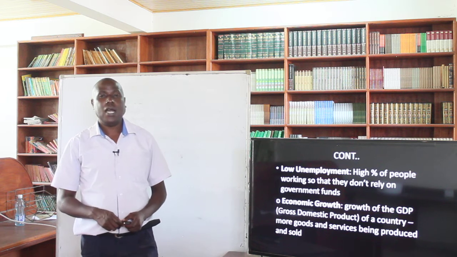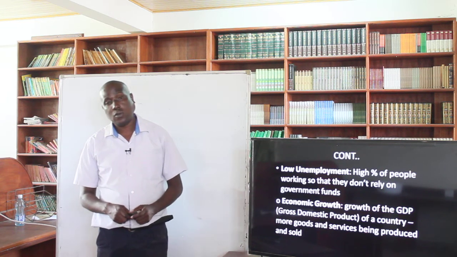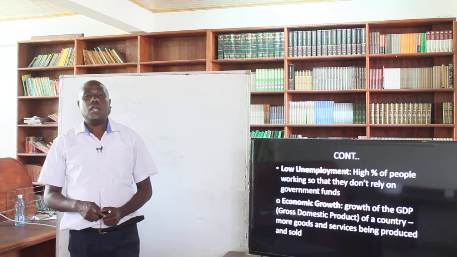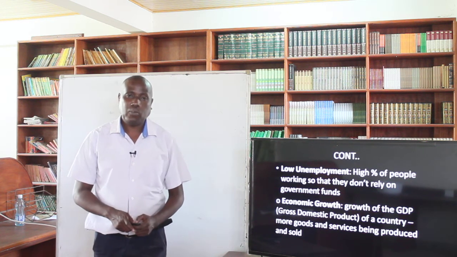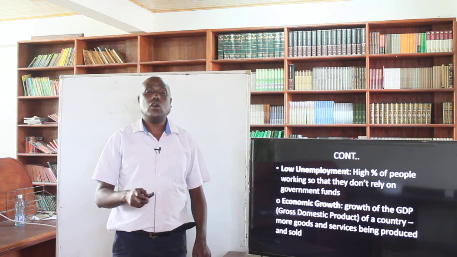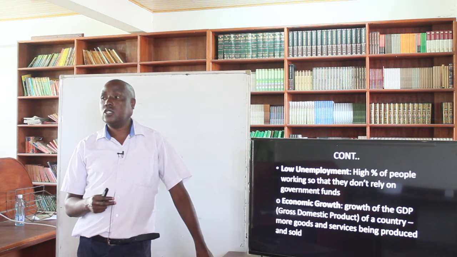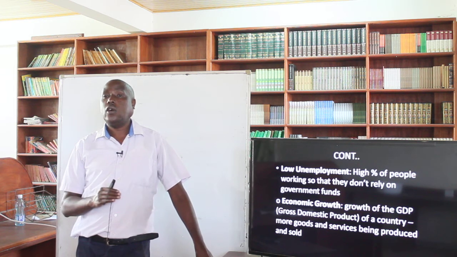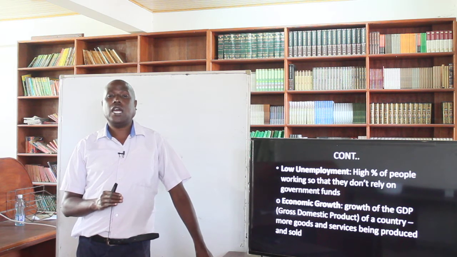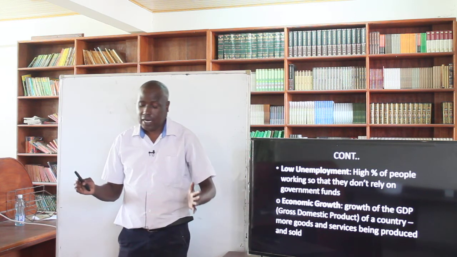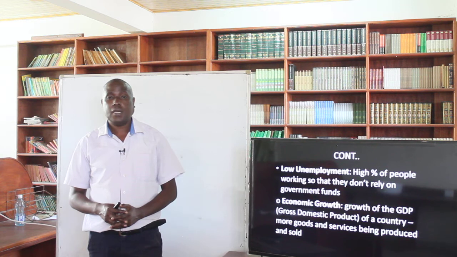Number two, another economic objective of the government is low unemployment. A high percentage of people working so that they don't rely on government funds. So any government wants to have a very low rate of unemployment so that people don't have to rely on the government for handouts and stimulus.